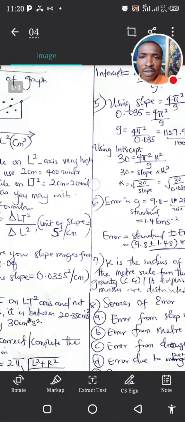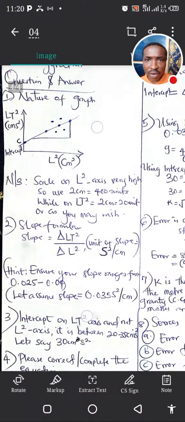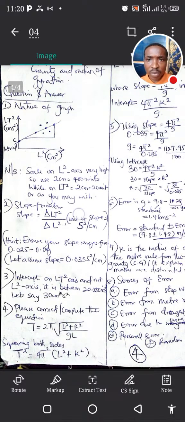Okay, so we have this. Let me help to zoom this. Okay, this is just handwritten. Like I said, I'm coming up with a typed work very soon, and it will be readily available everywhere. Okay, so question 1, the nature of the graph. So this is what we have. I just give the nature.